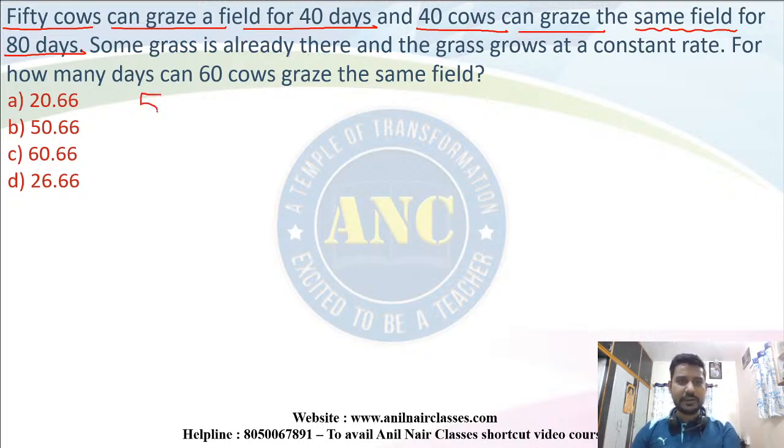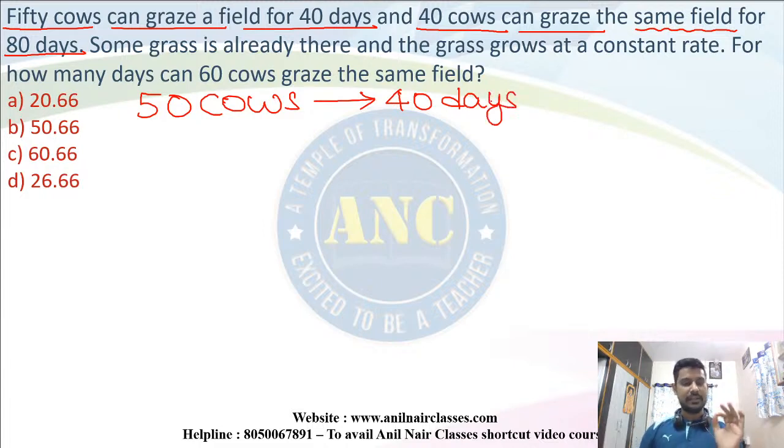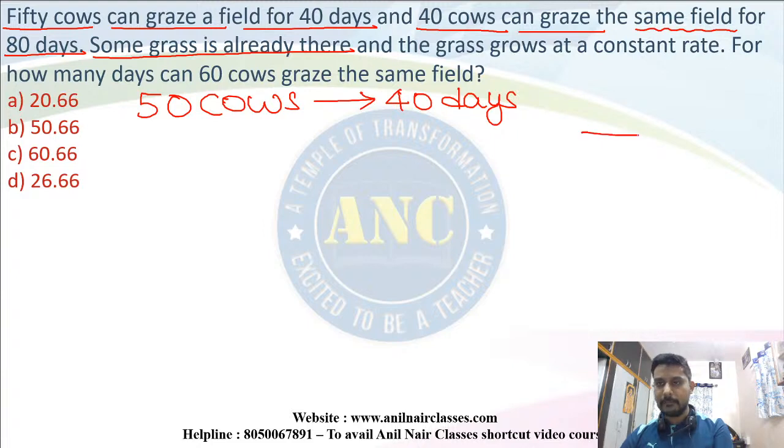Now, let me write that first statement. If there are 50 cows, it will take 40 days for these 50 cows to graze the field. That is the statement. Now, some grass is already there in that particular field. There is a field. Suppose, for example, this is a field. Some grass, these are all grasses, for example.